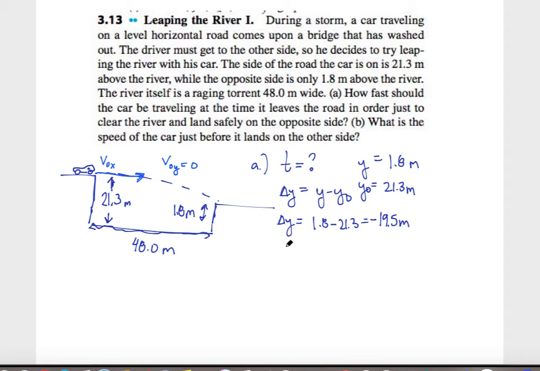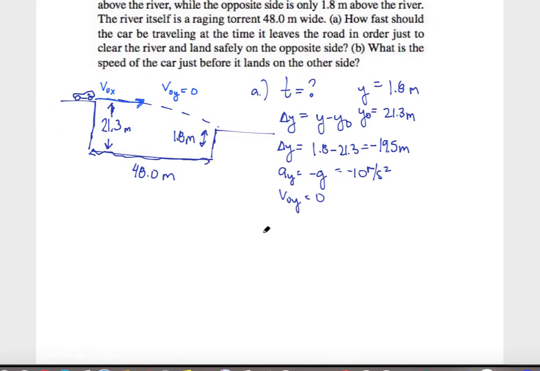And we also know that our acceleration in the y direction is negative g, or negative 10 meters per second squared. And we also know that v naught y is 0, as we just stated. So we can actually go straight to the second kinematic equation: y equals y naught plus v naught y times t plus 1/2 a y times the square of t. We're going to be solving for time here, and with some simplifications it's not too bad. We know that v naught y is 0, so this term is actually 0.